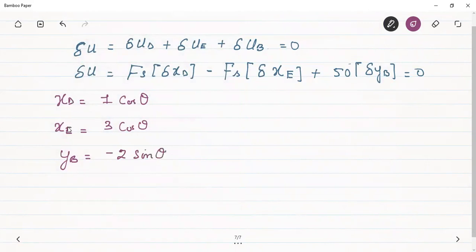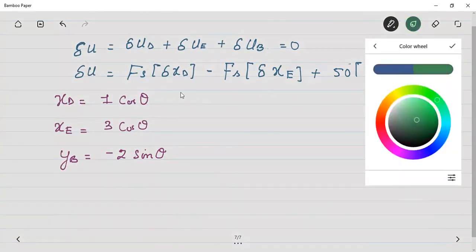The x coordinates of the points E and D were towards the right of the coordinate origin. Therefore, they were positive, while this distance y is in the downward direction from the reference axis. Therefore, we can treat this distance to be negative.